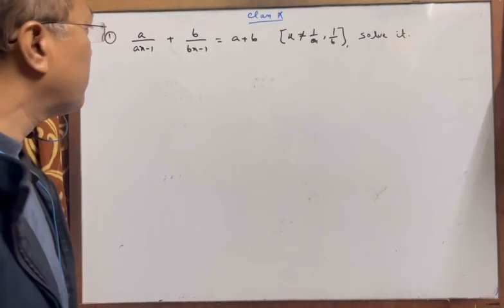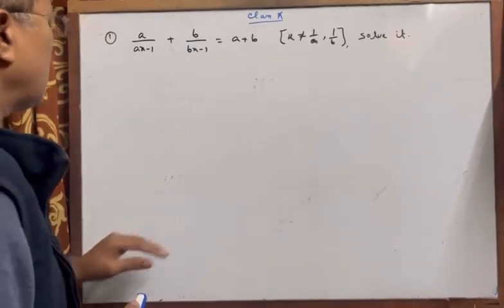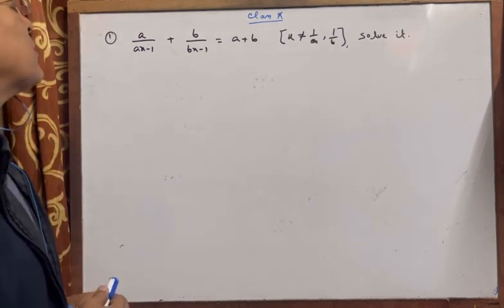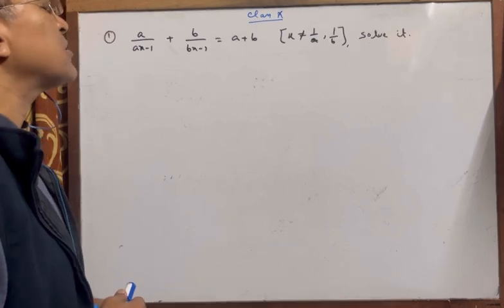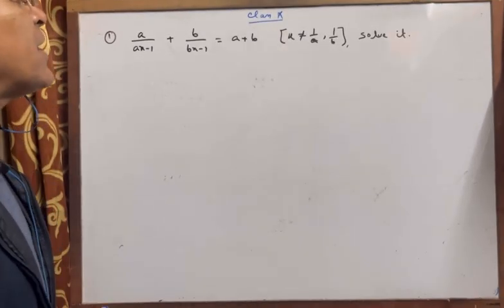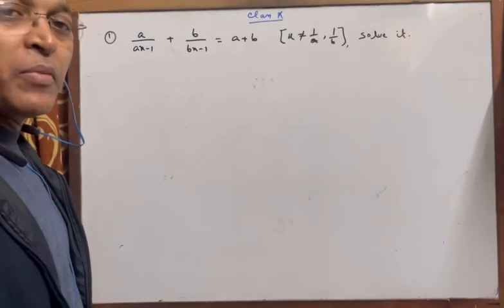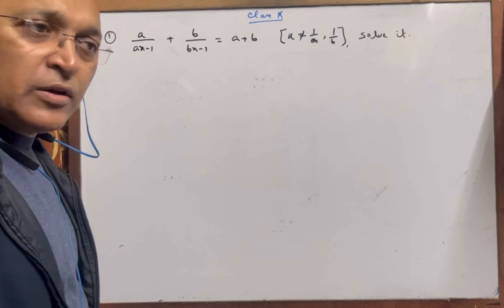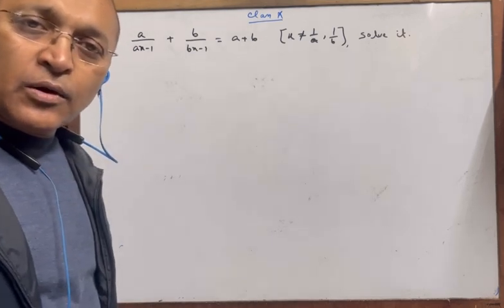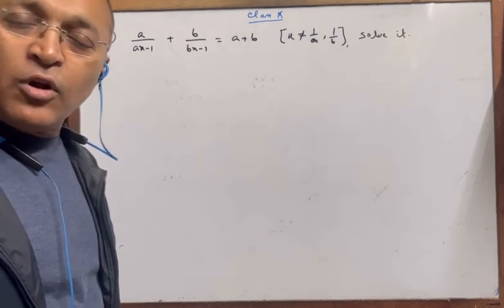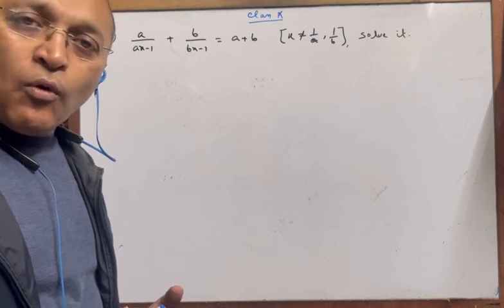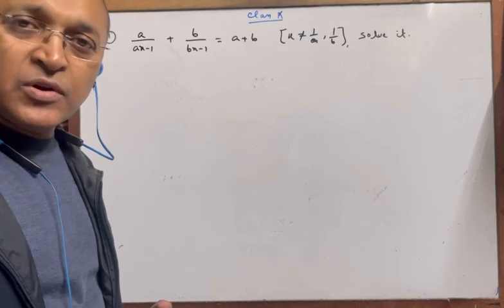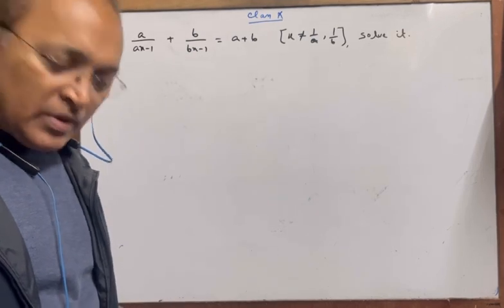What is given? Solve: a by (ax minus 1) plus b by (bx minus 1) is equal to a plus b, where x is not equal to 1 by a and 1 by b. We have to solve it. So this one is a quadratic equation. All of you know all quadratic equations have two roots, so you have to find them. Okay, let's see.